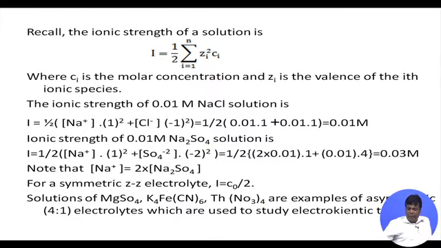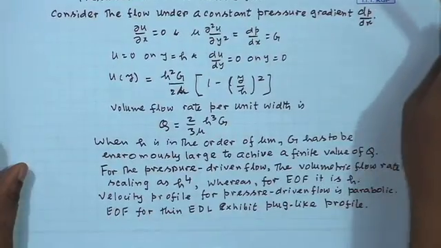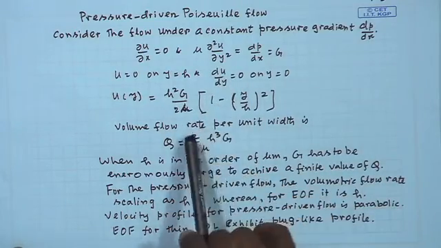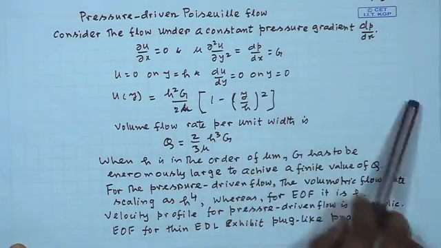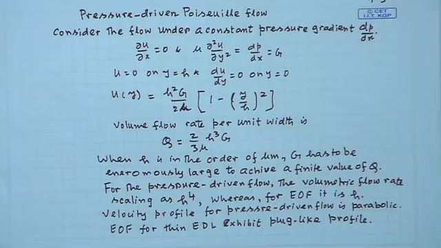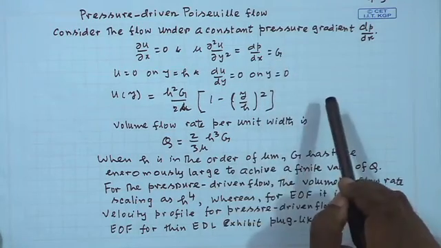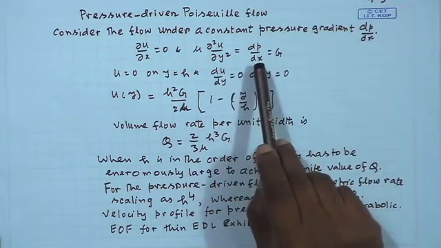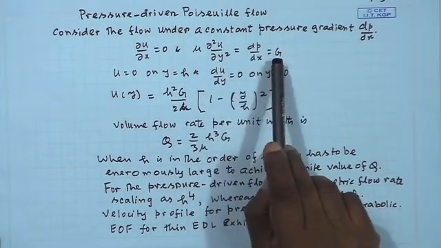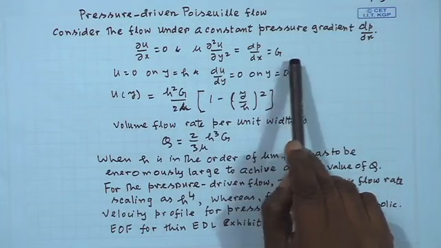See, when we consider a flow through a channel under a constant pressure gradient, this is the pressure driven Poiseuille flow. We impose a constant pressure gradient dP/dx, which we call G, which is constant. So, the momentum equation is governed by mu d2u/dy2 equal to dP/dx, which is equal to a constant.